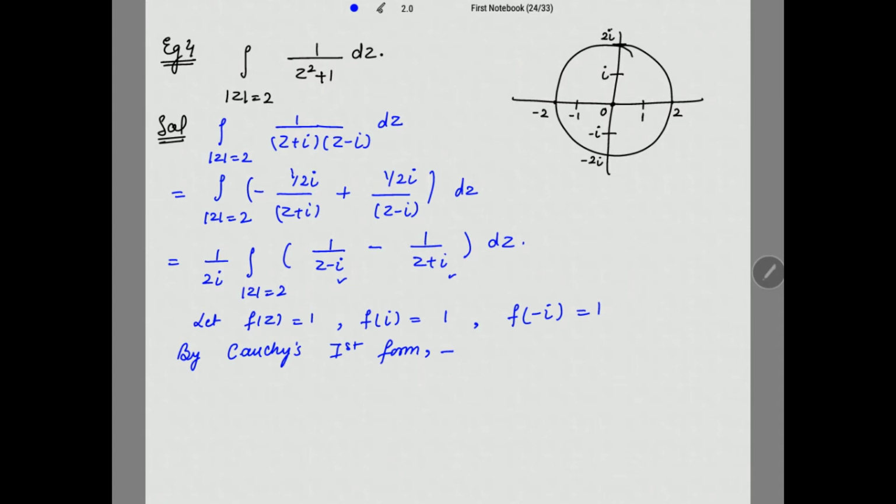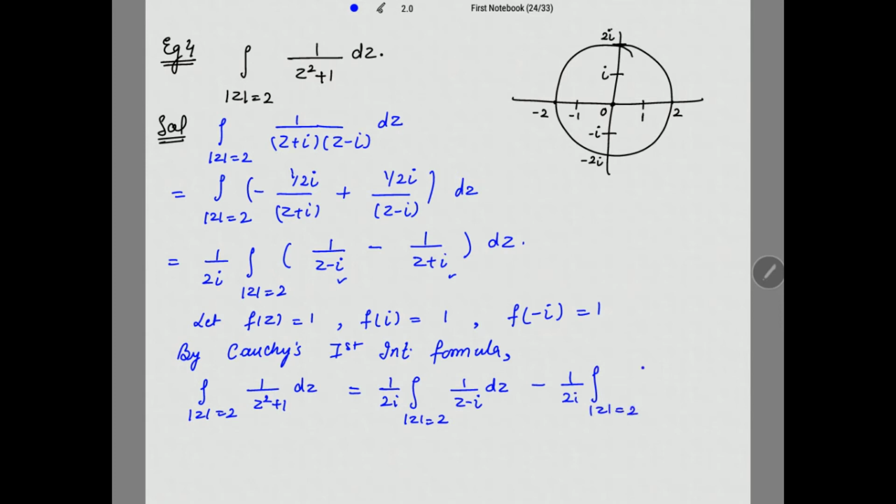You have to write that again and again. So by Cauchy's first integral formula, we have the integral over mod z equal to 2 of 1 over z squared plus 1 dz, which is equal to 1 over 2 iota, the first integral, 1 over z minus iota, then the second integral, 1 over z plus iota. Just use the formula now.